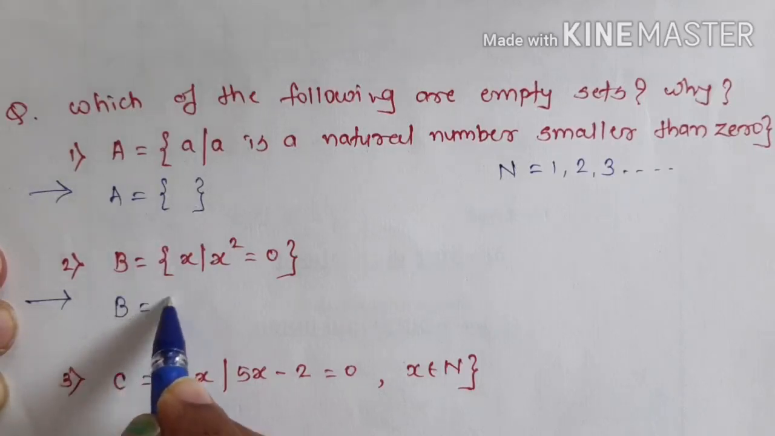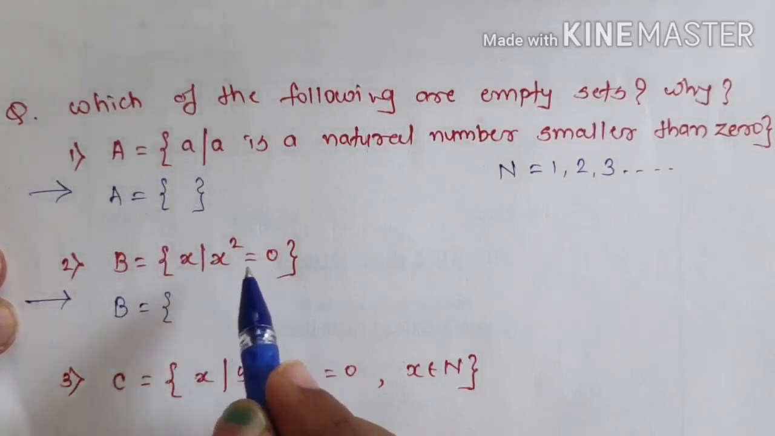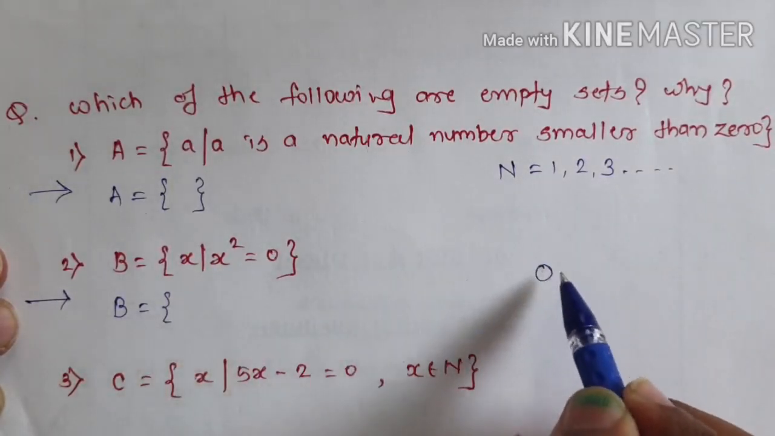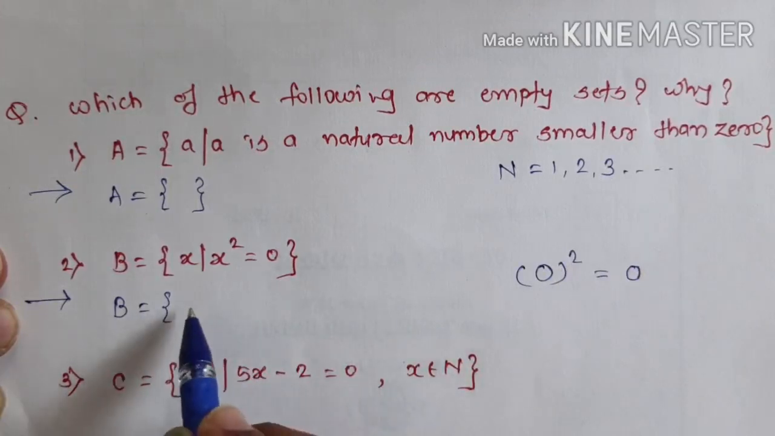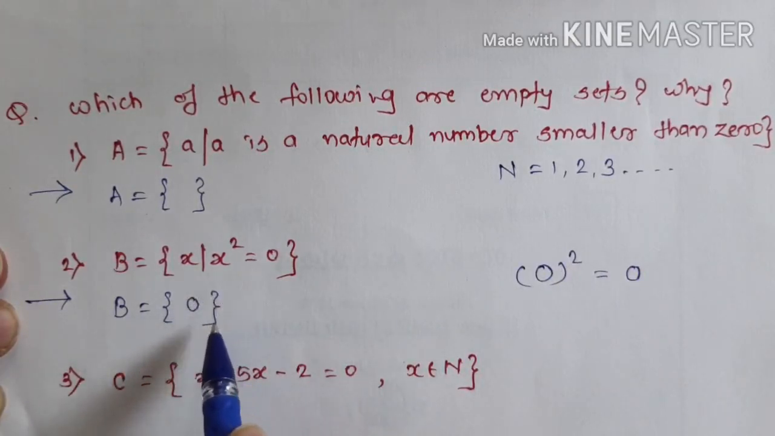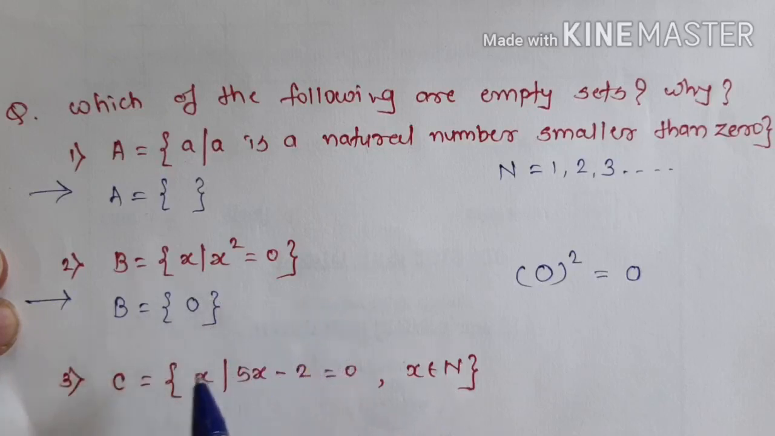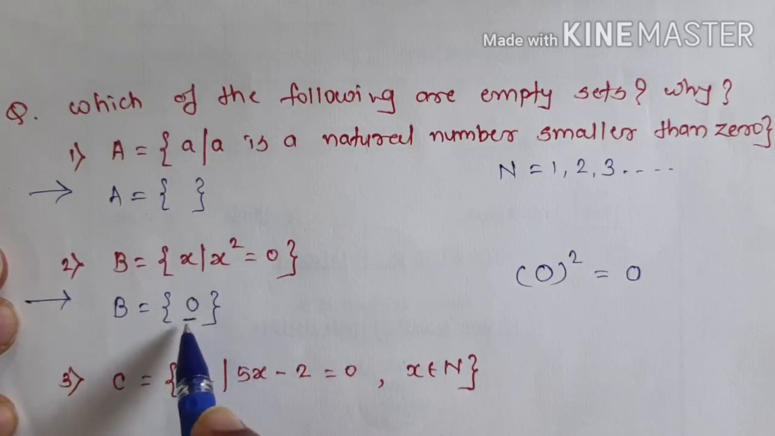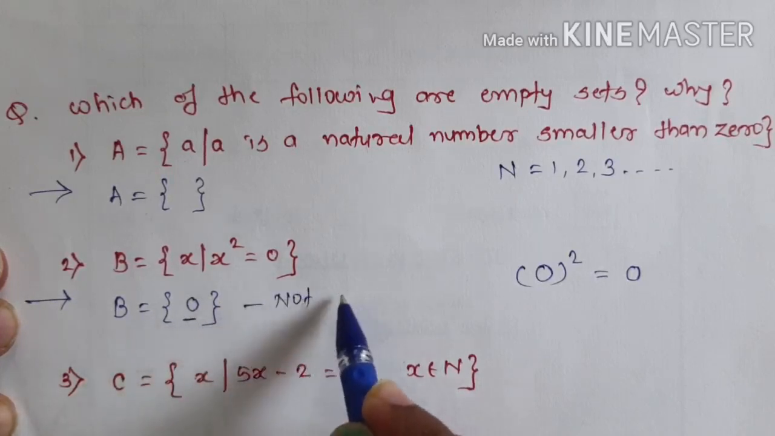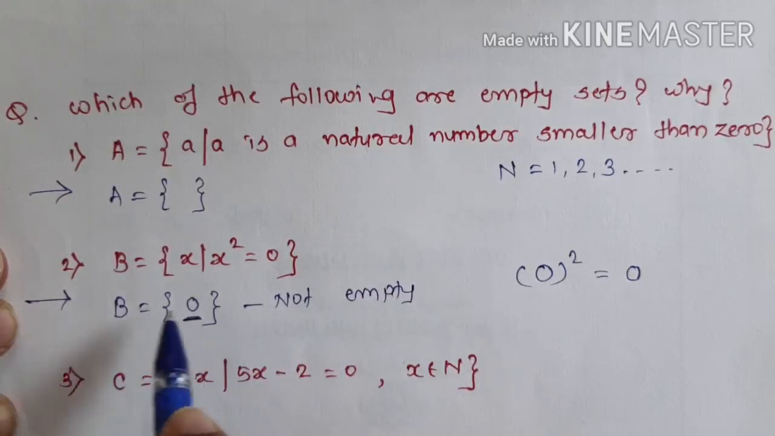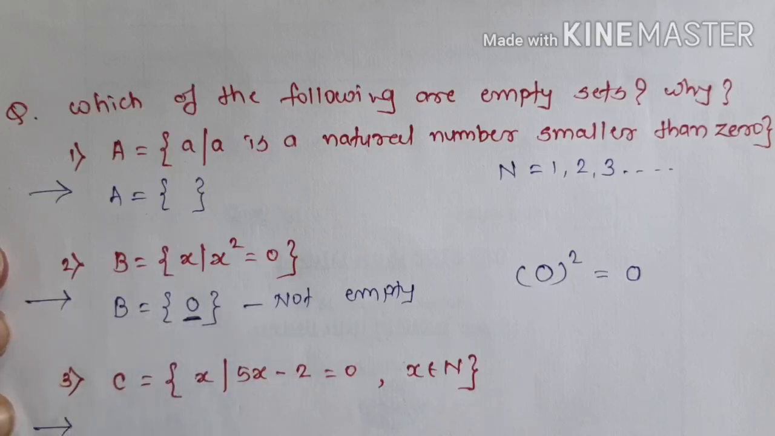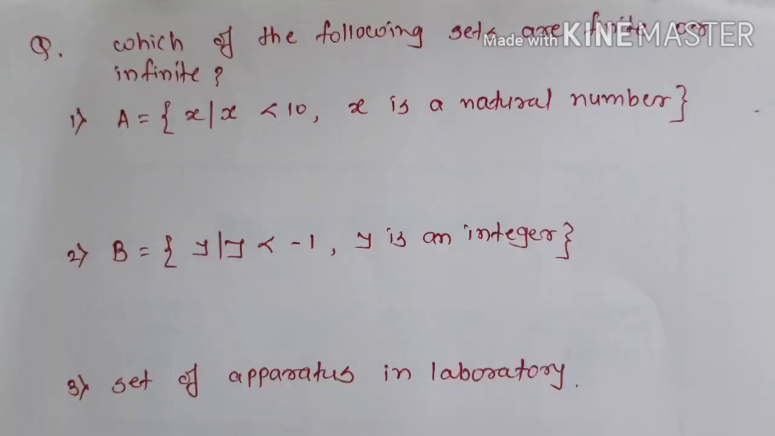Now consider the next example. B is equal to, the property given is that x square is equal to 0. That means in this set we need all those elements whose square is 0. There is only one number, 0, whose square is 0. So in this set we have one element, that is 0. That's why set B is not an empty set, as there is 0 in this set as an element. Now try to solve the third example on your own. This is for homework.